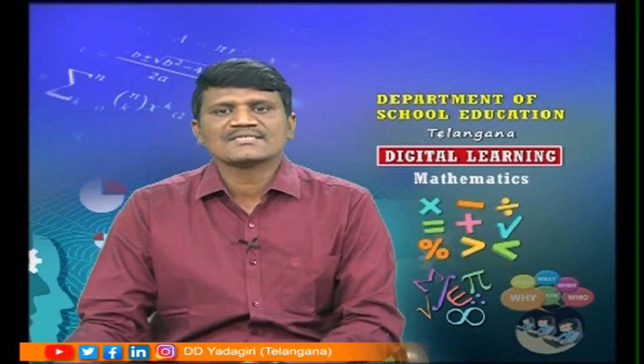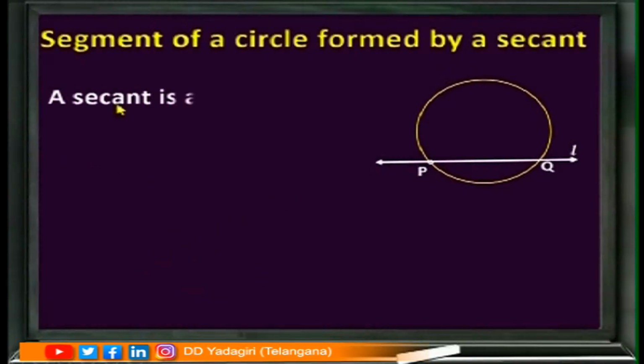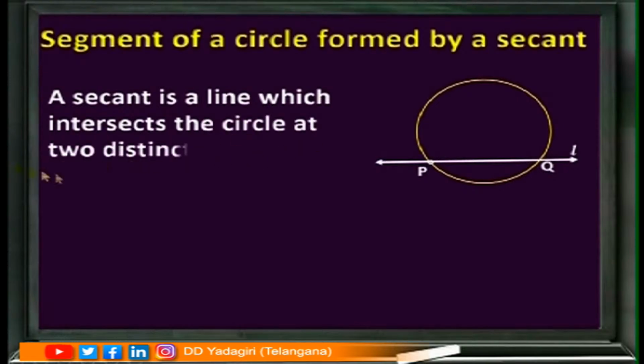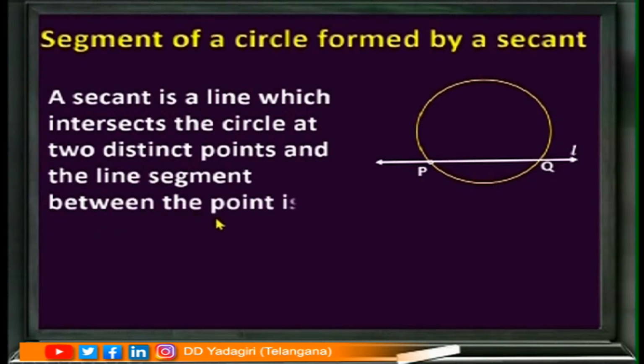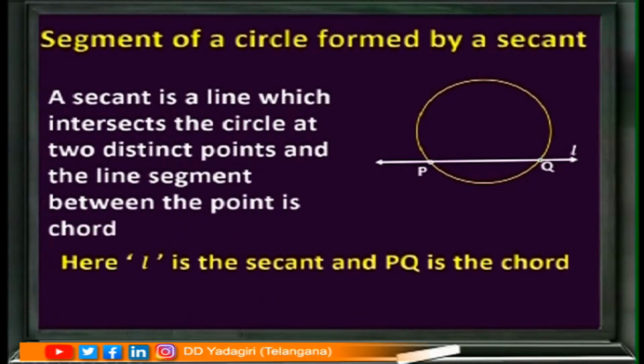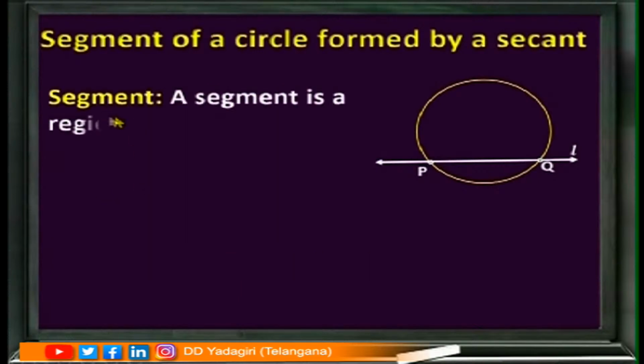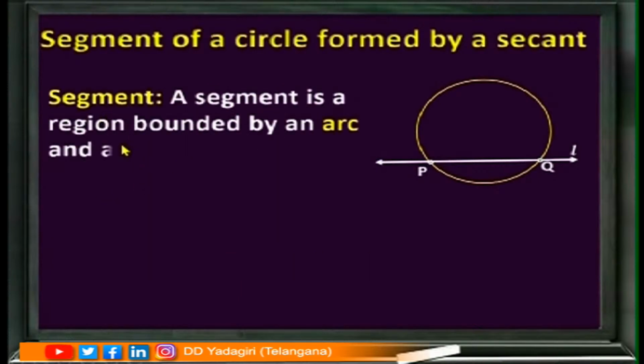Let us see now. This is a circle. A secant is a line which intersects the circle at two distinct points, and the line segment between the points is a chord. Here L is the secant and PQ is the chord. What is a segment? A segment is a region bounded by an arc and a chord.